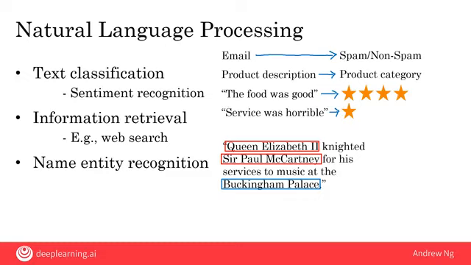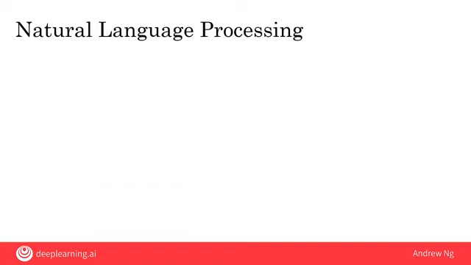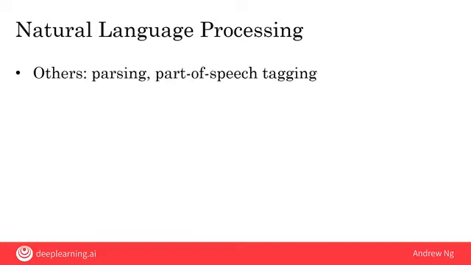Another major AI application area is machine translation. So for example, if you see this sentence in Japanese, AI wa arata na denki da, then hopefully a machine translation system can input that and output the translation, AI is the new electricity. The 4 items on this slide, text classification, information retrieval, named entity recognition, and machine translation, are 4 major categories of useful NLP applications.